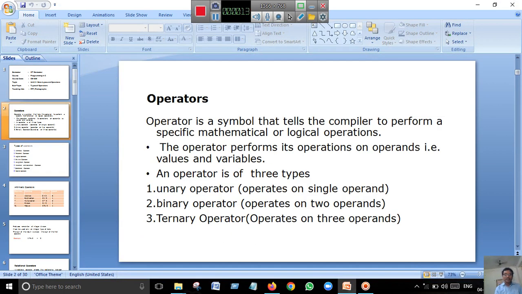It is the continuation of the previous class, that is the previous video. Different types of operators.